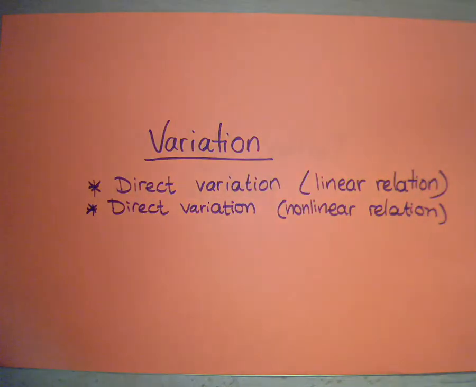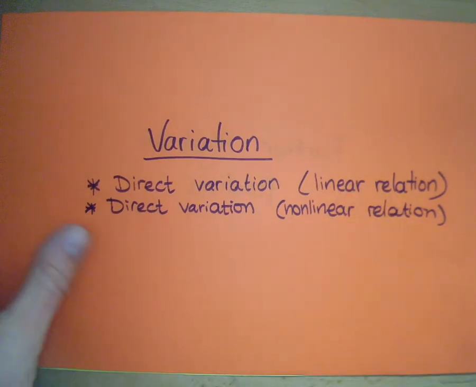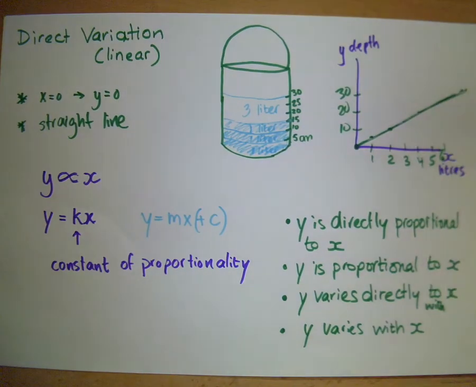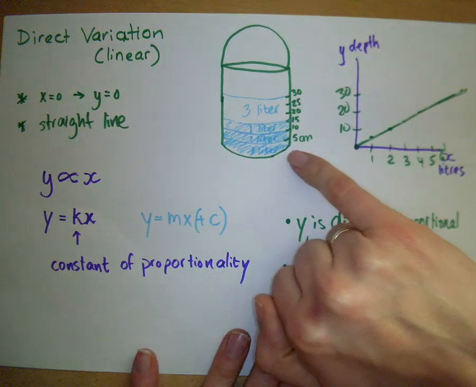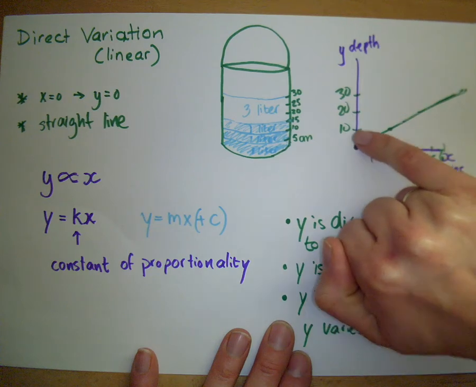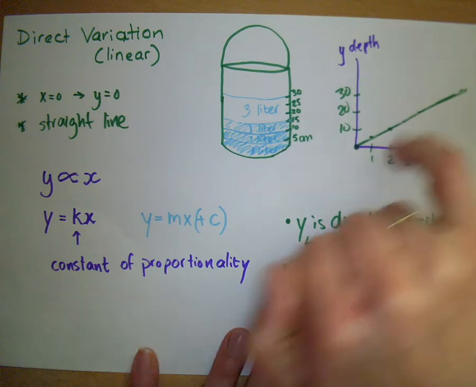So more on variation, more on direct variation. But now the relation is not going to be linear, but it's going to be nonlinear. Remember, last time we looked at linear direct variation. As the number of liters go up, the depth of the water increases in a linear way.